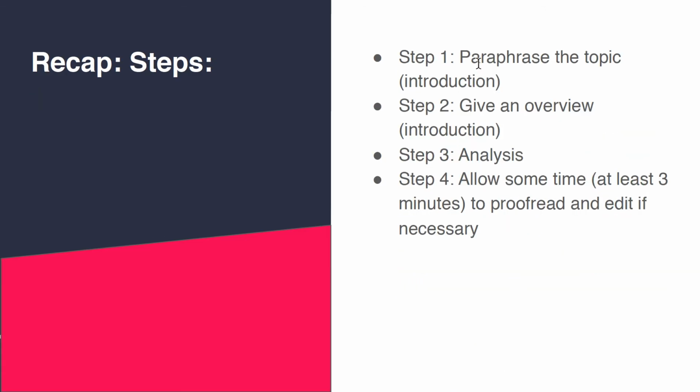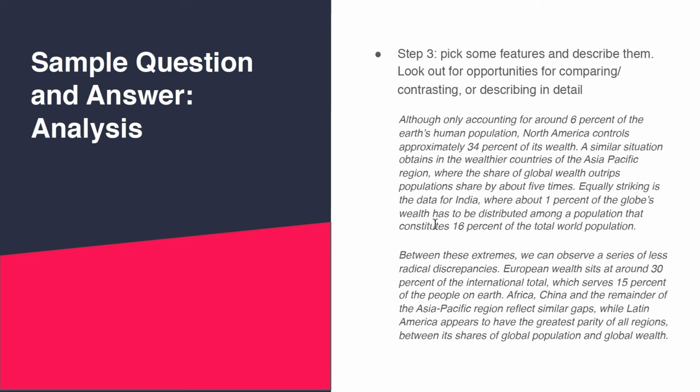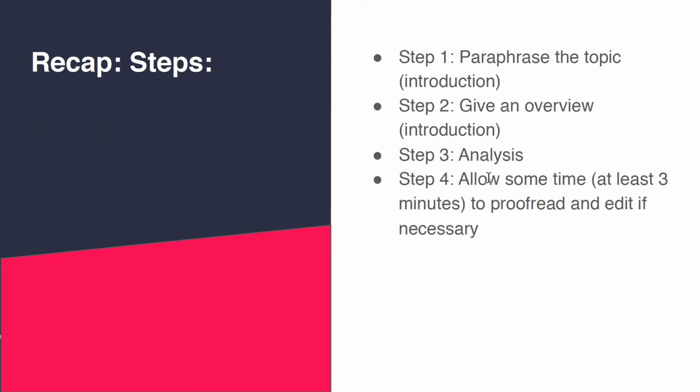So as a recap there, step 1, paraphrase the topic. So make sure you've understood it and put it into your own words. Then give an overview. So you've got to look at the most obvious feature, turn that into a sentence, and together those two sentences make your introduction. Then leave a line and launch into your analysis, which can either be 1 or, as we did here, 2 paragraphs. And then it's very important that you allow some time at the end, and I'd say you need at least 3 minutes to proofread and edit if necessary.